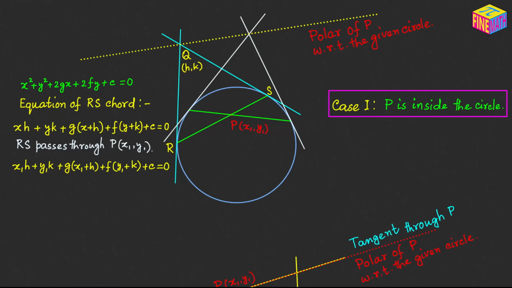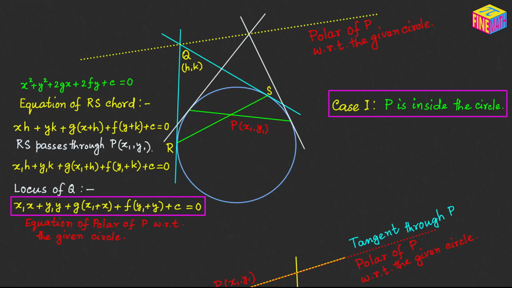Now from this equation, if we try to convert it into a locus, then all we have to do is replace the h by x and k by y. So the general locus of point Q could look like this: x sub 1 times x plus y sub 1 times y plus g times (x sub 1 plus x) plus f times (y sub 1 plus y) plus c equals 0. So this is the locus of the point Q. And now if you think about it, the locus of this particular point actually represents the polar of the point P with respect to this circle. That means we have already arrived at the equation of the polar of point P.